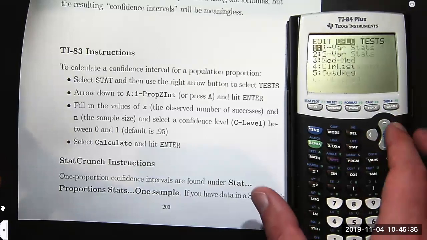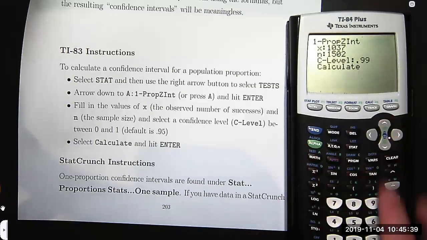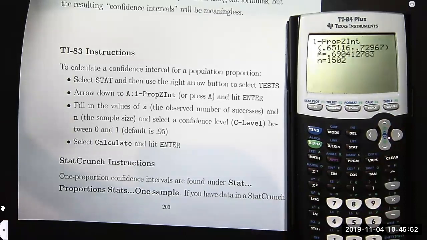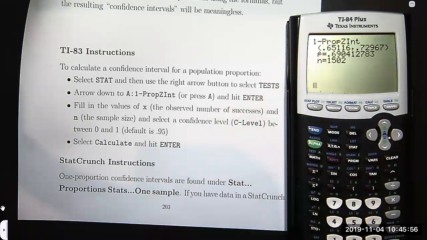So we could do a different confidence level, say 0.999. And we'd expect this to be a wider interval than before. Right there. So yeah, it goes from 0.65 to 0.73. All right. Any questions with how to use that?